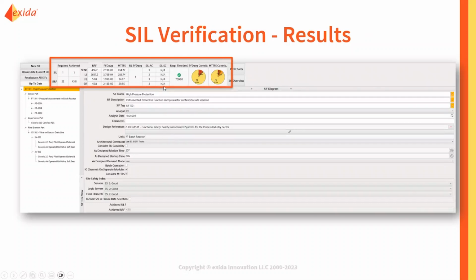I have documented my proven in use justification for these generic equipment elsewhere, and so you're seeing not applicable. But we know our achieved SIL is the minimum value out of these 3, and so we're seeing that I have achieved SIL 1. You can see the calculated response time. We do have contribution charts, so you can see the contribution from each part of the SIF to the PFD average and to the mean time to fail spurious. And so if I wasn't reaching my target SIL, I might focus on my final elements because that has the largest contribution to the PFD average.